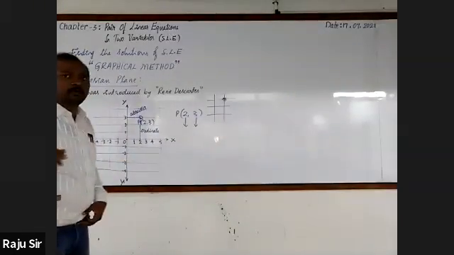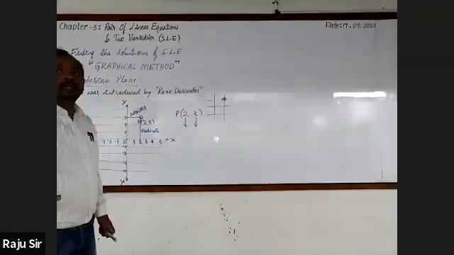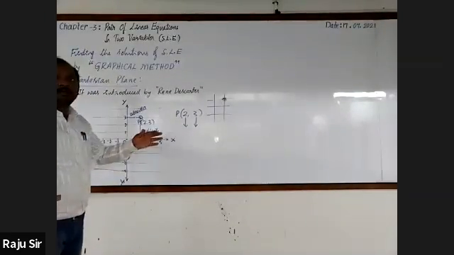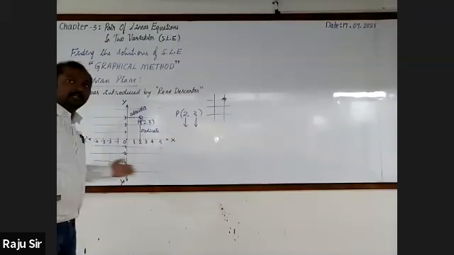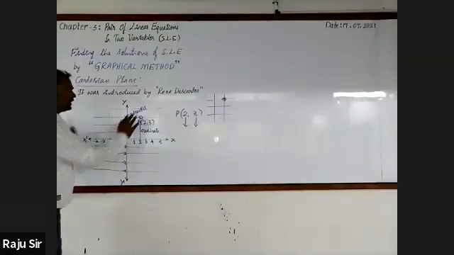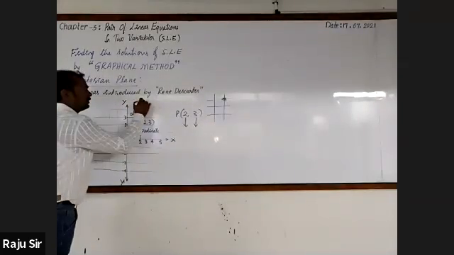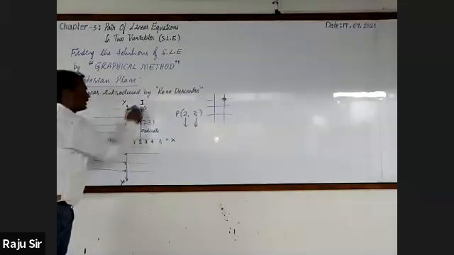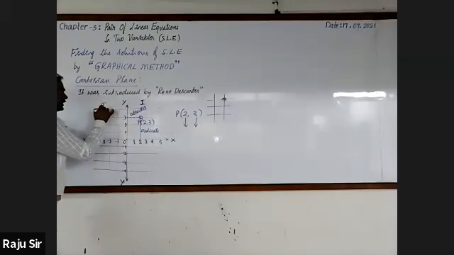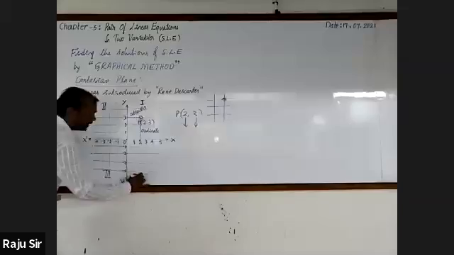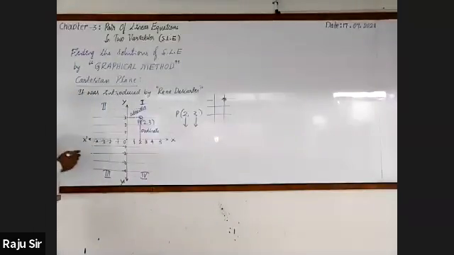What do you call these 4 parts? Quadrant, sir. Quadrant. And the quadrants are to be numbered in the anti-clockwise direction, like this. This is the first quadrant. And this is the second quadrant. This is the third quadrant. And this is the fourth.